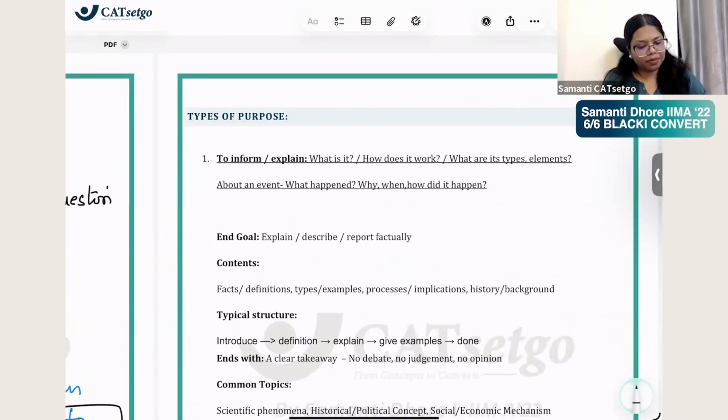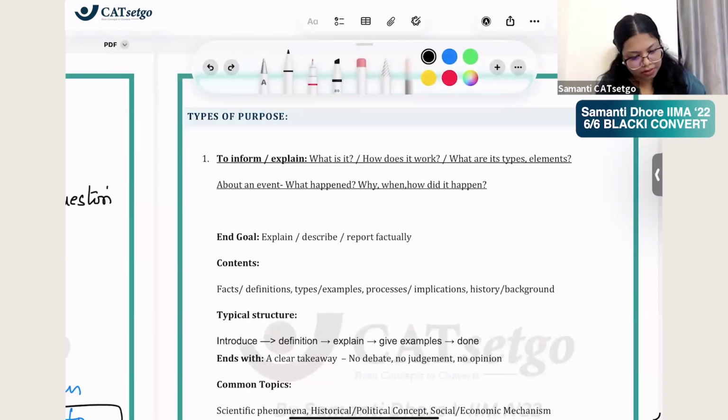Okay, types of purpose. First purpose is to inform or explain. ठीक है? To inform or explain the topic जो हम अभी देख रहे थे, है ना? तो inform or explain में क्या होता है कि what kind of questions are answered, right? What are the kind of questions that are there?